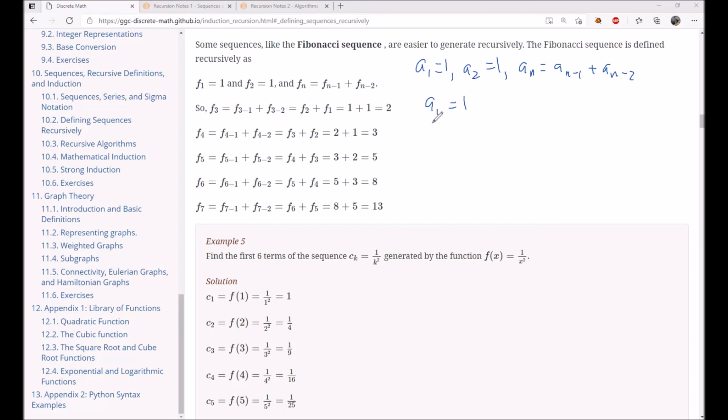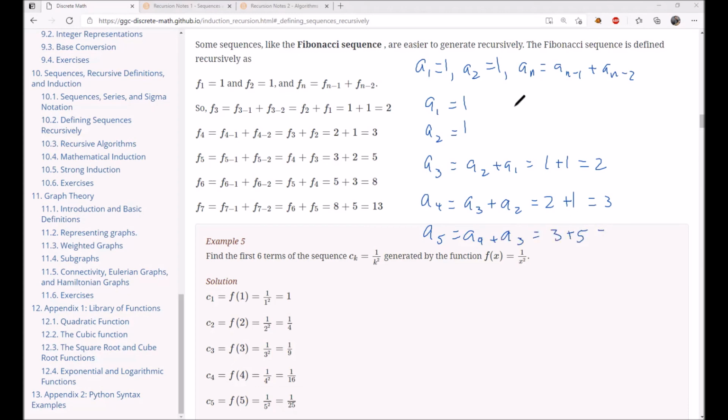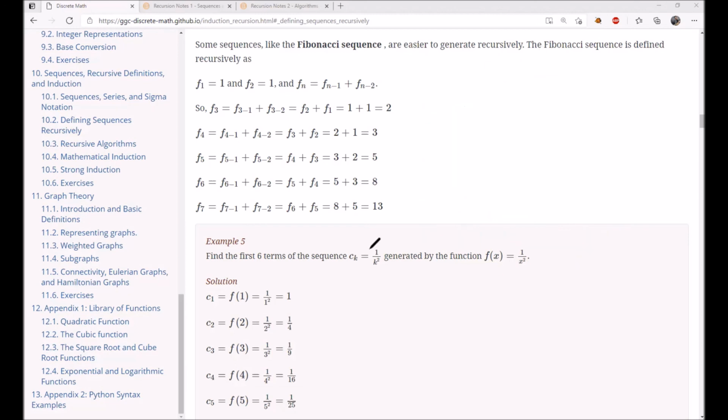So a1 is 1, a2 is 1, a3 would be a2 plus a1, which is just 1 plus 1, which is 2. a4 is a3 plus a2, which is 2 plus 1, which is 3. a5 would be a4 plus a3, which is going to be 3 plus 2, which is 5, and so on and so forth. So that's how you would do the Fibonacci sequence. Here's another example of a recursive sequence.